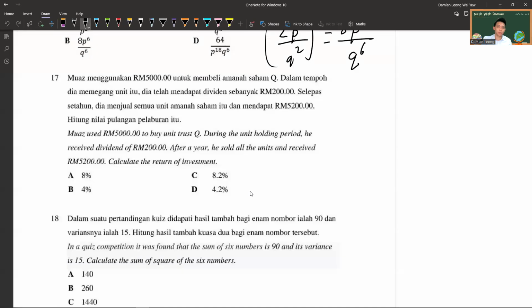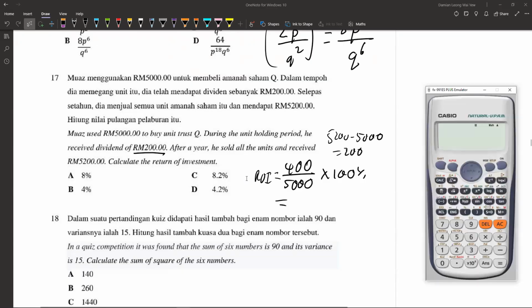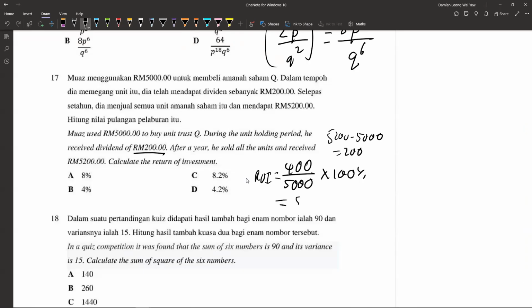Calculate return on investment. So return from dividend, 200. Return from selling, 5,200 minus the 5,000, so another 200. Means total again 200 plus 200, 400. So I over the cost, 5,000 ringgit, times 100% to get the return on investment, ROI. So 400 over 5,000 times 100, which is 8. So it's 8%. Answer A.